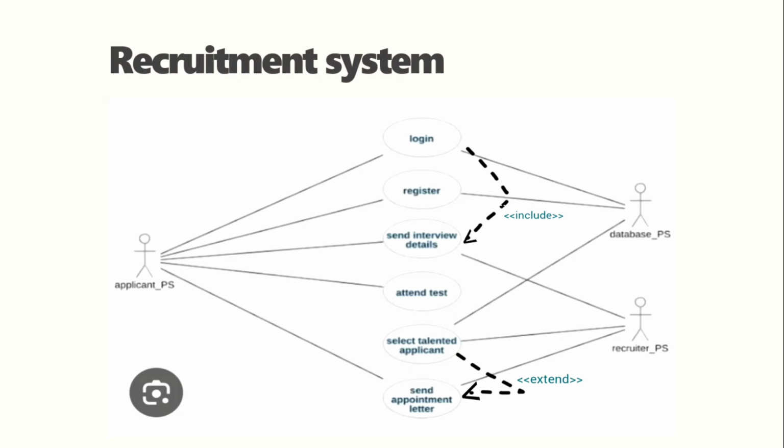Attend test, so the applicants attend the test. And then select talented applicant. The recruiter selects the most suitable candidate. Send appointment letter. After selection, the recruiter sends an appointment letter. So this is how the use cases work. So next here we'll see the relationships. So we have here dependency, association relationships, and stereotypes include and extend.